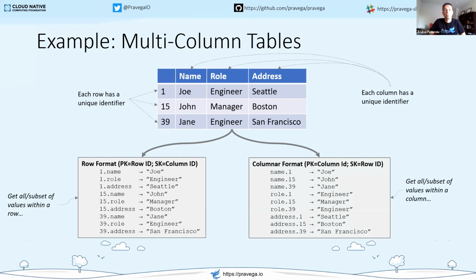But in some cases, you want to have a columnar format. In that case, we swap the order. So first you encode the column, and then you put the row IDs. This is pretty much like your favorite vertical format. So in this case, you can say, okay, I want to get all the values within a column. Give me all the names of the employees, or give me all the roles, or all the addresses. You can imagine what kind of creative queries there are.